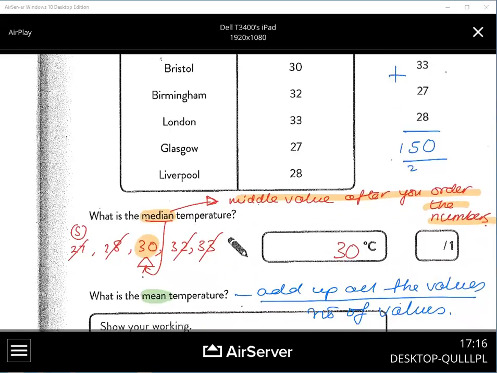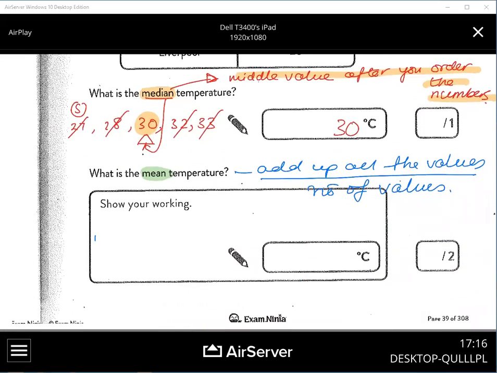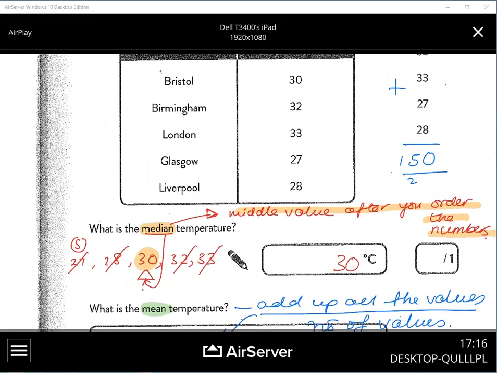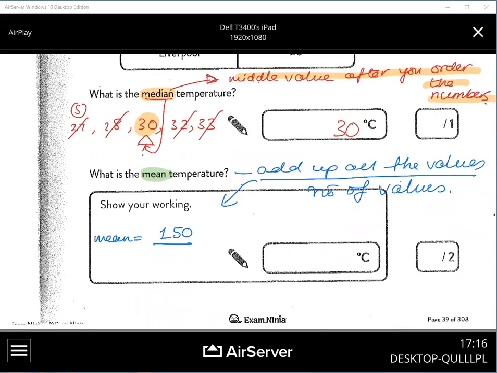15. Lovely. So far, if you want to work out the mean, we know the total of all the data values is 150. How many data values did you have? 5. So 150 divided by 5 is? 30.